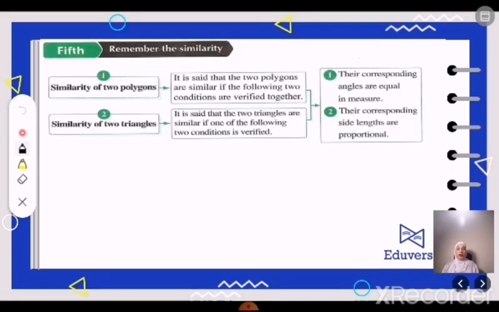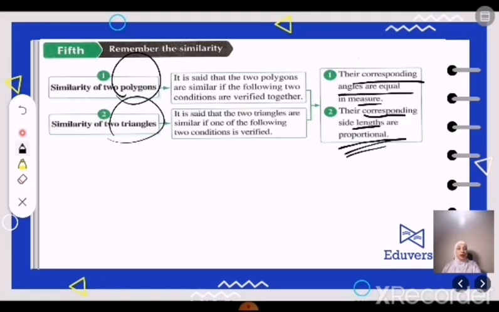Let's see another part here. It's about unit number 5, the similarity. You studied two kinds of similarity, similarity of two polygons and similarity of two triangles. When to say the two polygons are similar? When you have two conditions together, which are that their corresponding angles are equal in measure and their corresponding side lengths are proportional.